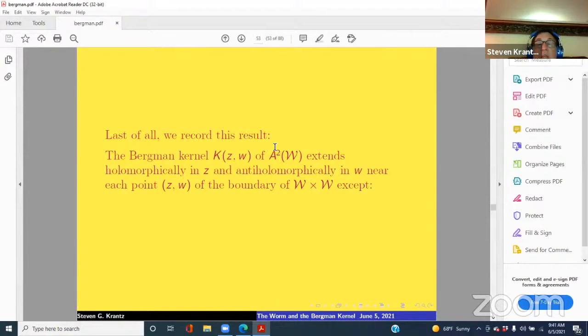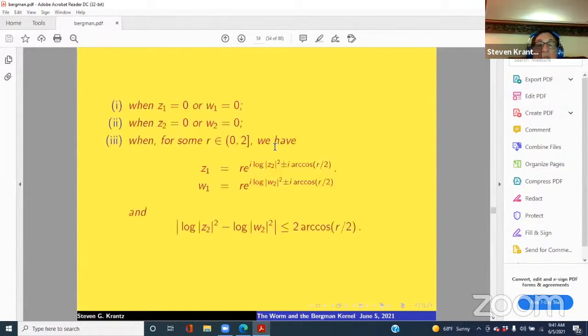Last of all, we have that the Bergman kernel K of A2W extends holomorphically in Z and anti-holomorphically in W near each point CW of the boundary of W cross W, except when Z1 is 0 or W1 is 0, when Z2 is 0 or W2 is 0, or when for some R in 0, 2, we have Z1 has this form R e to the I log mod Z2 squared plus or minus R cosine R over 2, and W1 has a similar form, and the logarithms of Z2 squared and W2 squared are bounded above.